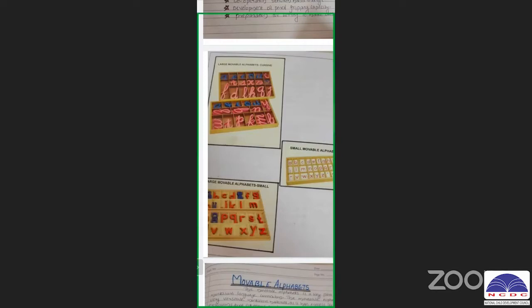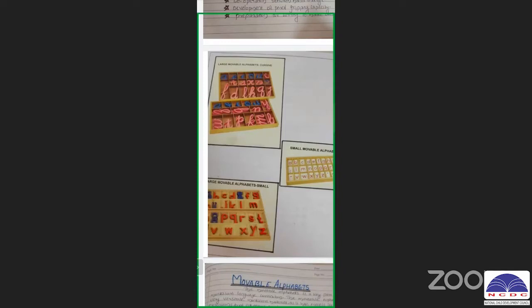In each box there are 26 compartments, and within each compartment there are multiple wooden copies of the 26 alphabets like A, B, C, D, small letters, and cursive letters also. So from these letters, the students can make different kinds of words. The vowels are in blue color and the consonants are in pink color.